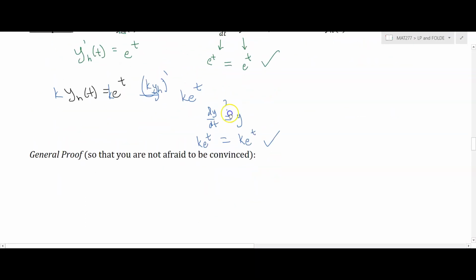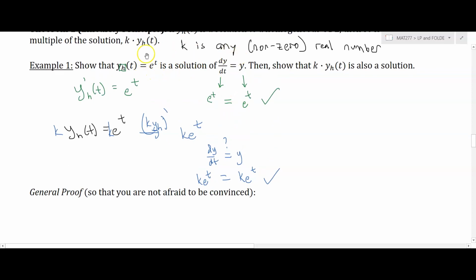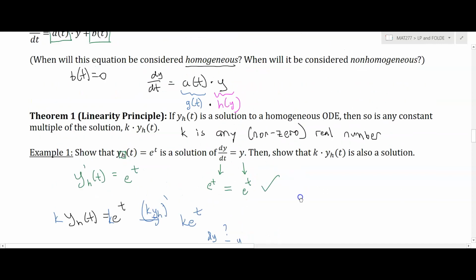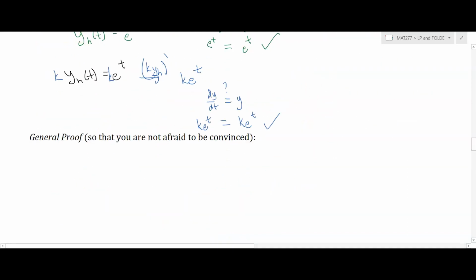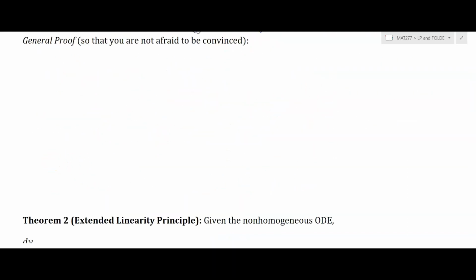Now let's just do a general proof here, because we've verified it for one specific differential equation, but I don't want you to be afraid of convincing yourself that something is mathematically true. And how do you verify something? So the theorem says that the condition is that y sub h is a solution to a homogeneous ODE. So what we're going to need to verify is, first of all, let's focus on the first order linear differential equation. Well, the condition is that you found a solution, right?